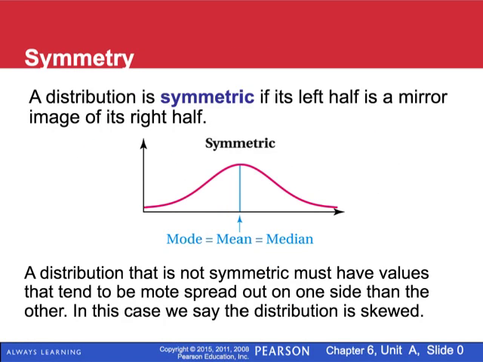I also want you to know a little bit about symmetry. A distribution is symmetric if, when you draw a line at the peak, it's a mirror image on both sides. This is a symmetric distribution. Distributions that are not symmetric must be more spread out, which means there's an outlier. If a distribution is spread out, then we say that it's skewed. A distribution that is not symmetric is skewed.